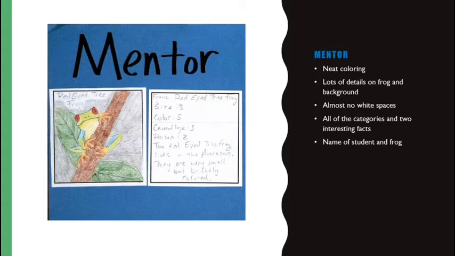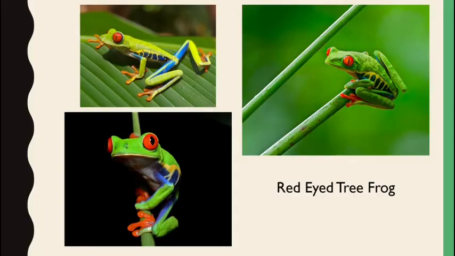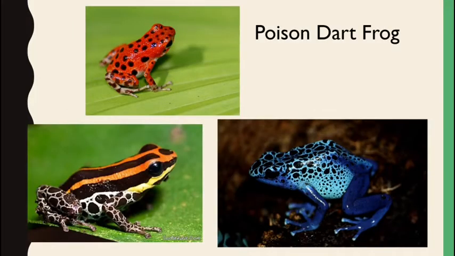So you want your card to look more like an expert or a mentor level. You don't want to have an apprentice, and we really don't want to have any novice levels. So when you work on them in the future, you're going to want to pick frogs that you know you can work on. But that's in the future. This week, we're going to be looking at the red-eyed tree frogs and the poison dart frogs.